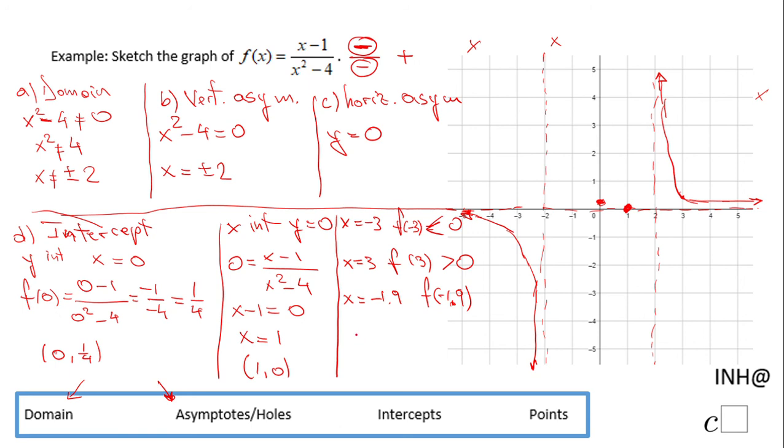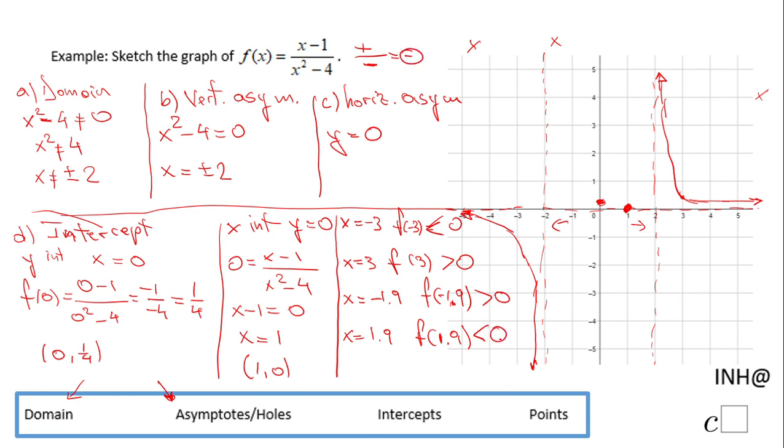Let's do the same for the other side. We finish with this side. Let's take a look at this side. I'm going to take x equals 1.9. So this one is a positive number. And let's see what we get when we have 1.9. 1.9 minus 1 will be a positive number. And 1.9 squared will be less than 4, minus 4 will be a negative number. So we're going to get a negative number here.